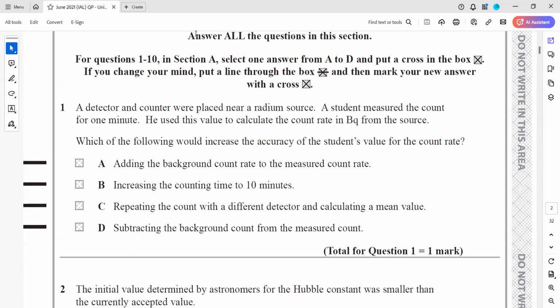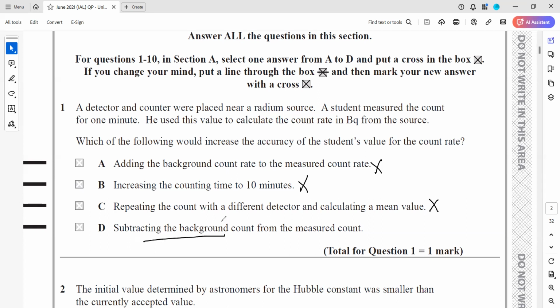Adding a background? No, not adding a background. That's wrong because we should subtract the background. Increasing the counting time to 10 minutes, recording for a long period, we want accurate values from the source, so it won't affect. Repeating the counts with a different detector and calculating a mean does not make much difference.